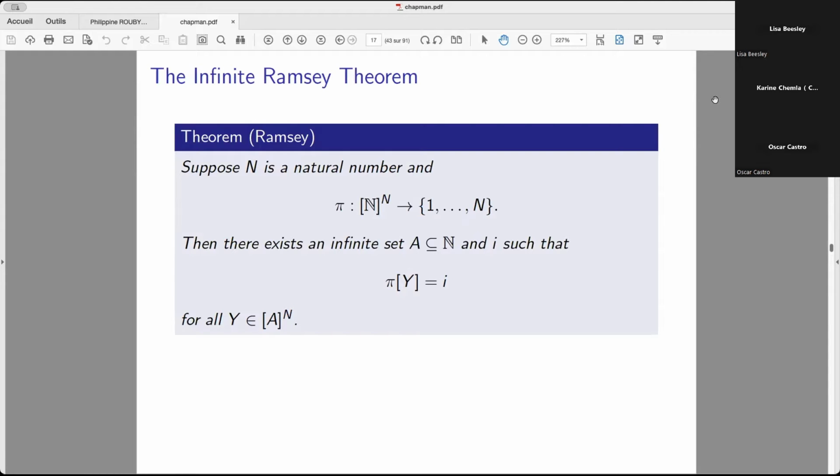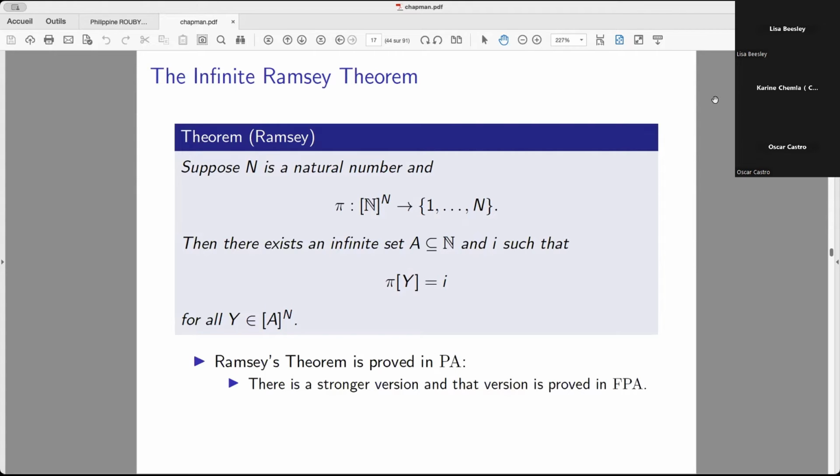Okay, but we can move into the infinite, and there's the infinite Ramsey theorem. So we're going to color n sets of all integers with n colors. And then there's an infinite set of integers, all of whose n sets are colored the same. So that's much easier to parse. Okay. Ramsey's theorem is proved in Peano arithmetic. There's a stronger version of Ramsey's theorem that you can prove in FPA. The infinite Ramsey theorem makes no sense in arithmetic. You prove it in second order.